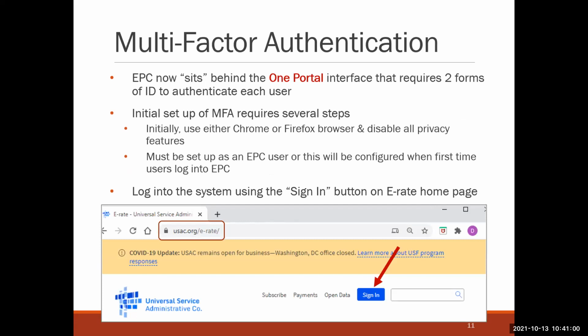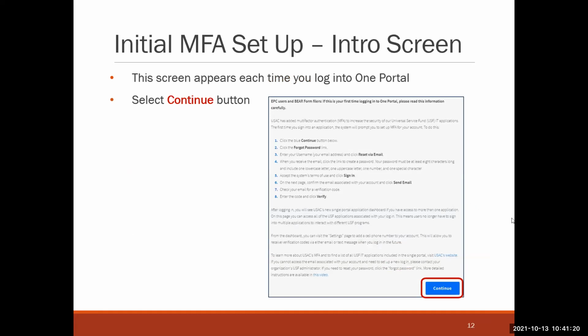Multi-factor identification is through the One Portal interface. When you go to the login page for E-Rate, there is a sign in button, and you would then log in to the page, and you would see a screen that looks like this, and it requires you to hit the continue button. This is a screen you'll see every time you log into the portal.